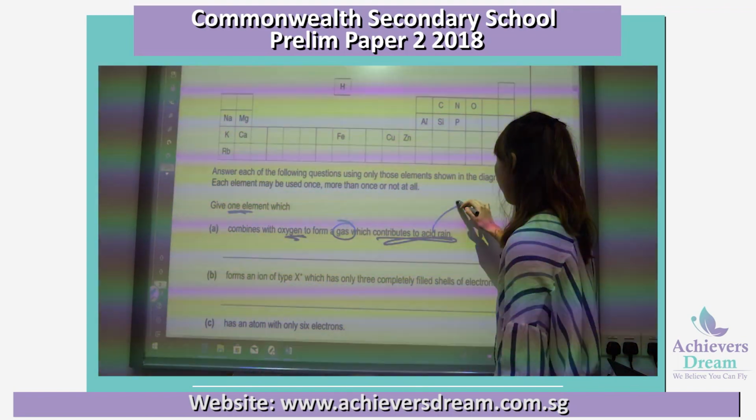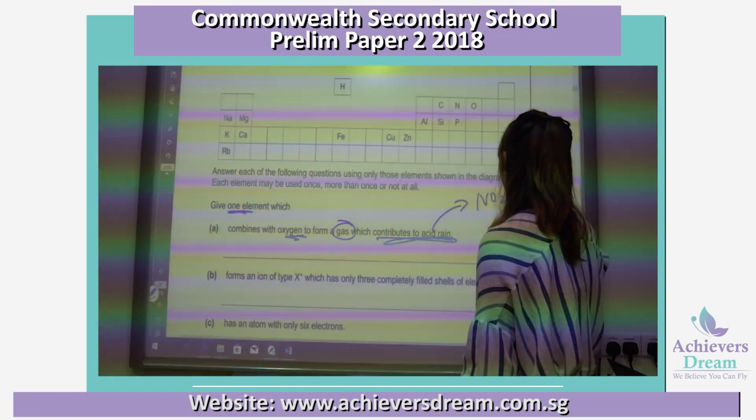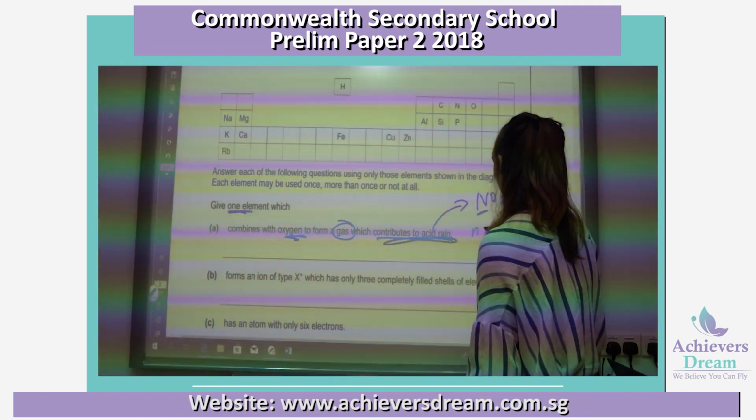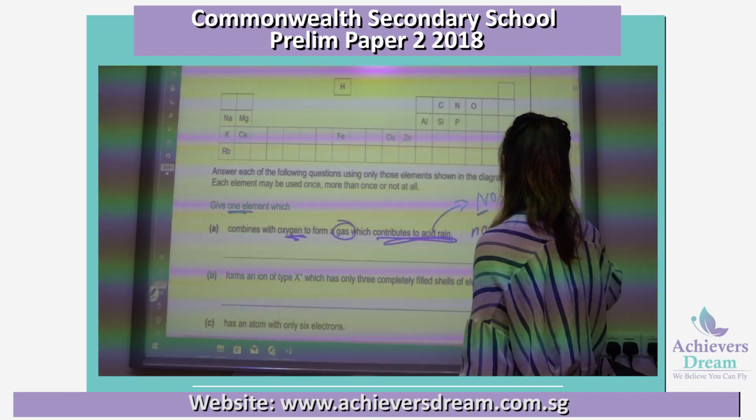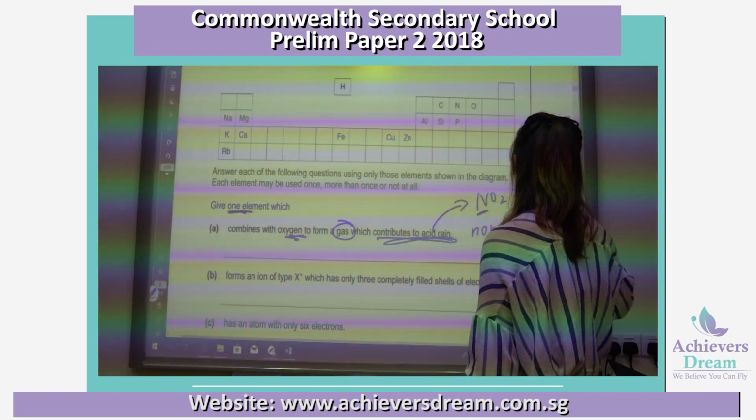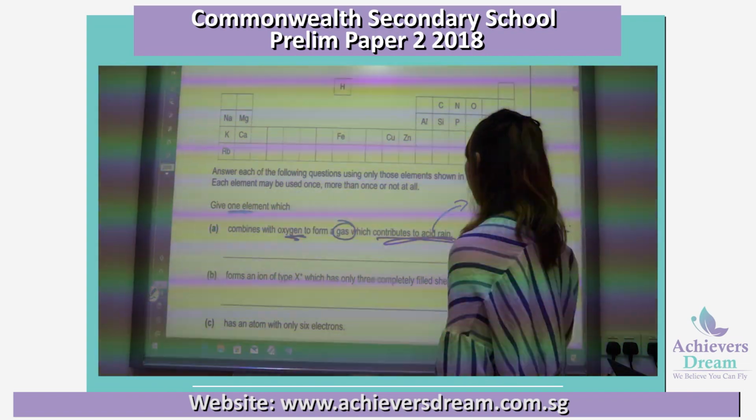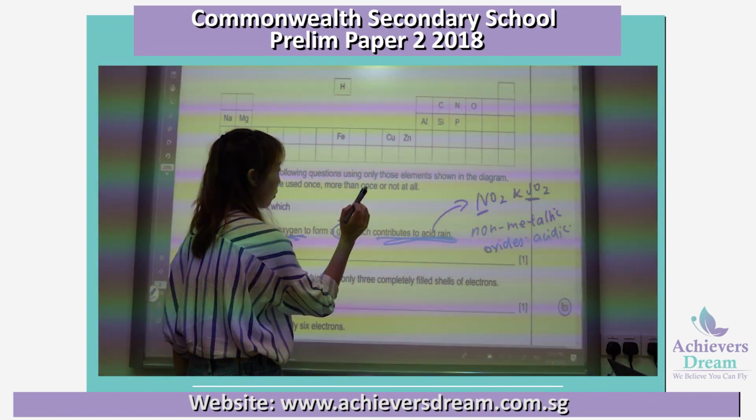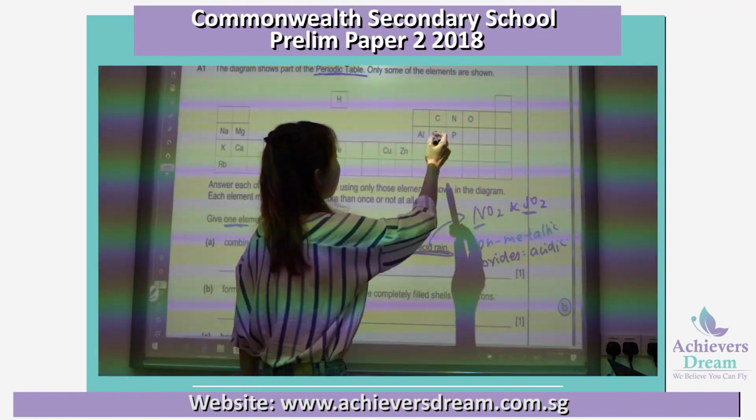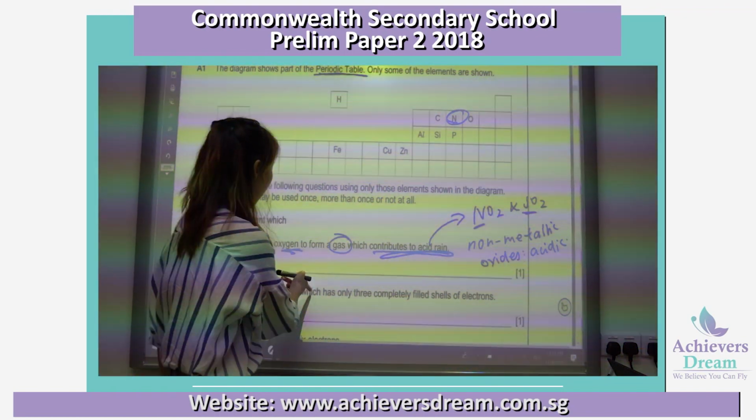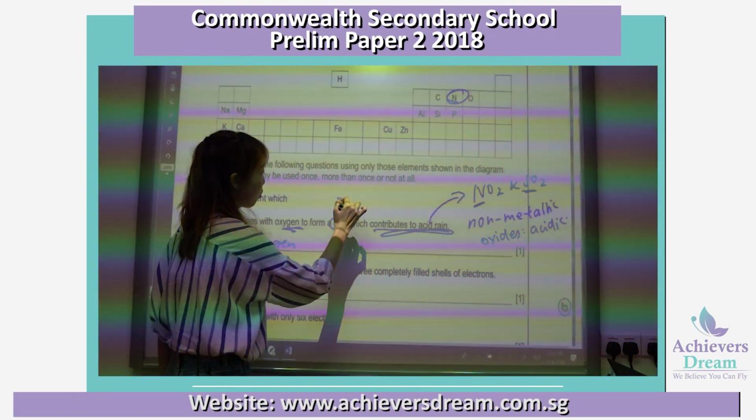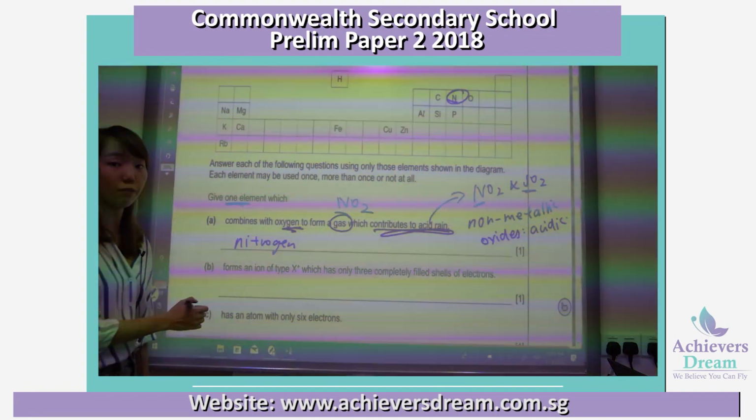When you see acid rain, you immediately think of NO2 and SO2. Your nitrogen and sulfur, they are your non-metallic oxides, correct? So they are acidic in nature. So NO2 and SO2 will contribute to your acid rain. If you look at the periodic table, I'll immediately know that the answer is N. So nitrogen will combine with oxygen to form NO2 gas, which contributes to acid rain.